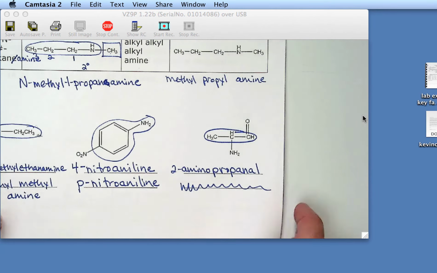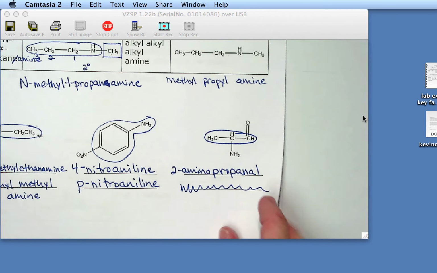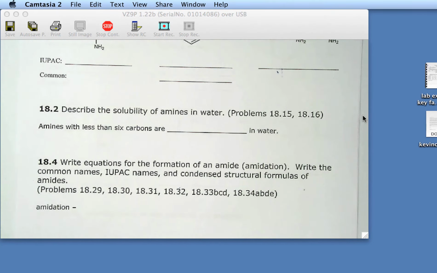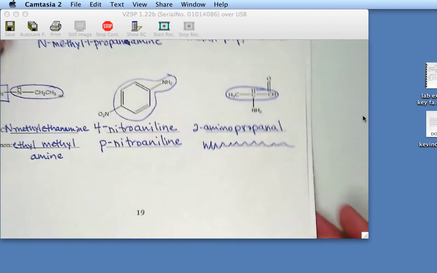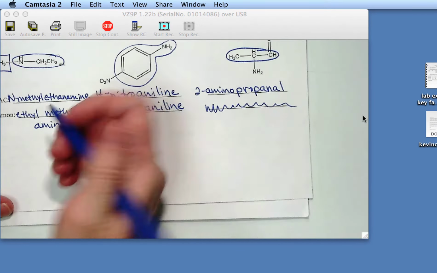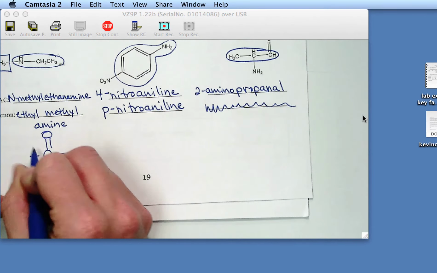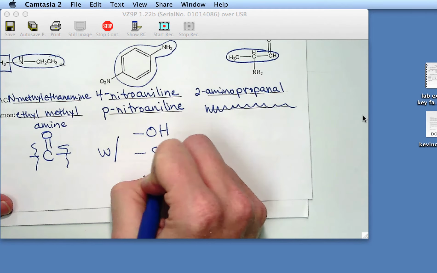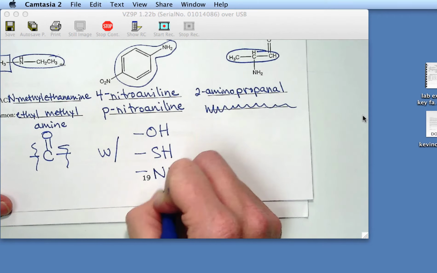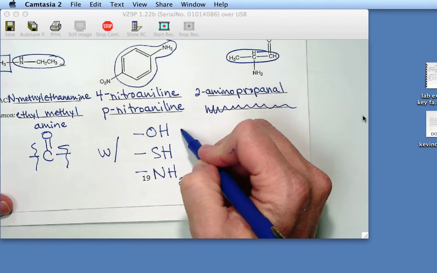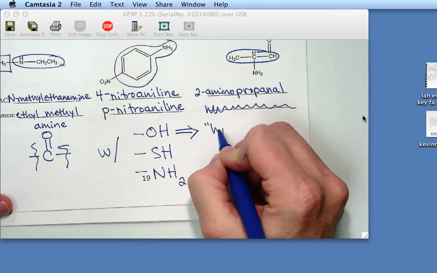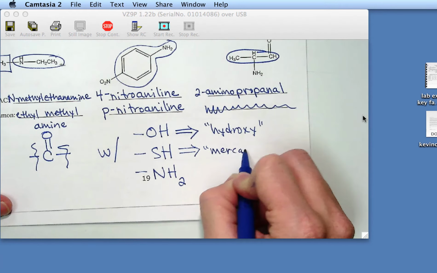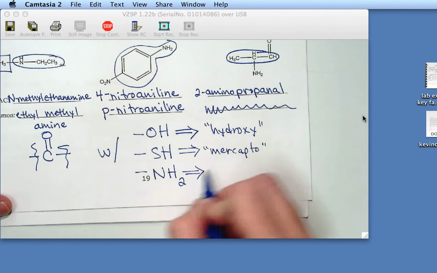Because that was the, oh, okay, that's why. So anything with a carbonyl group in it gets preference over whatever else is there. Right, so when you have a carbonyl with OH, SH, NH2, this becomes hydroxy, this becomes mercapto, and this becomes amino.